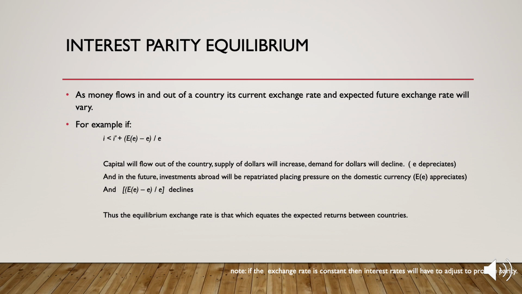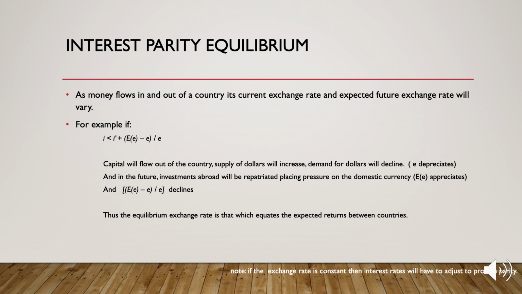Our next stage is to recognize that as capital flows move in or out of a country, it is impacting the current exchange rate. And so that will in turn influence the expected rate of depreciation that would be taking place. Let's go through an example. Suppose that the domestic rate of return is less than the foreign rate of return. As you know now, capital will be flowing out of the country. The supply of dollars will increase relative to foreign exchange. The demand for dollars will decline. And so this will entail a depreciation of the current rate.